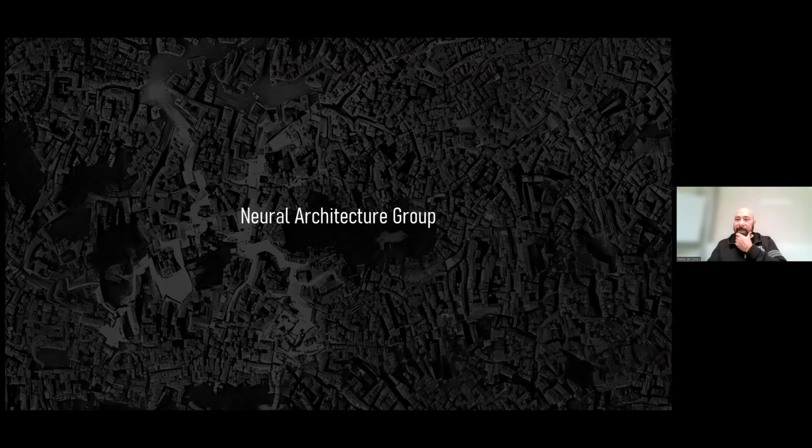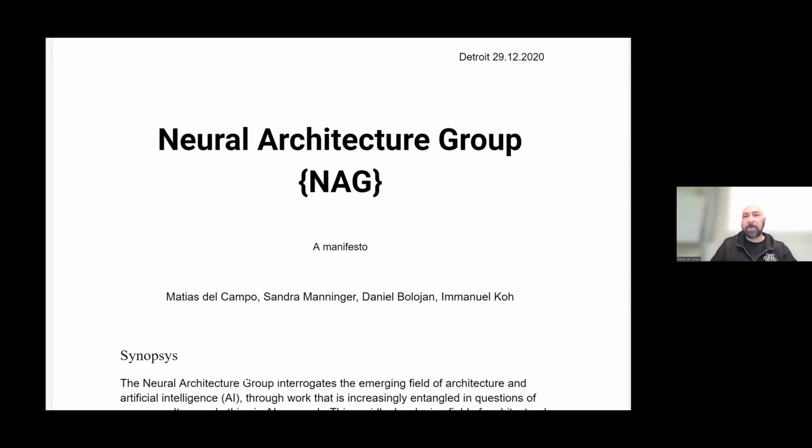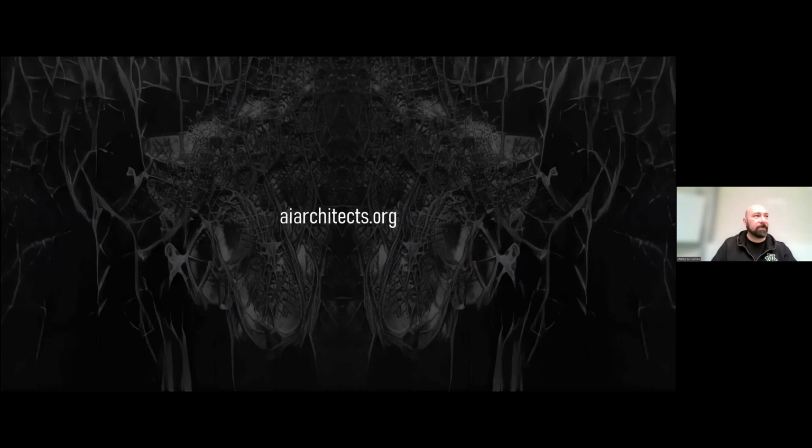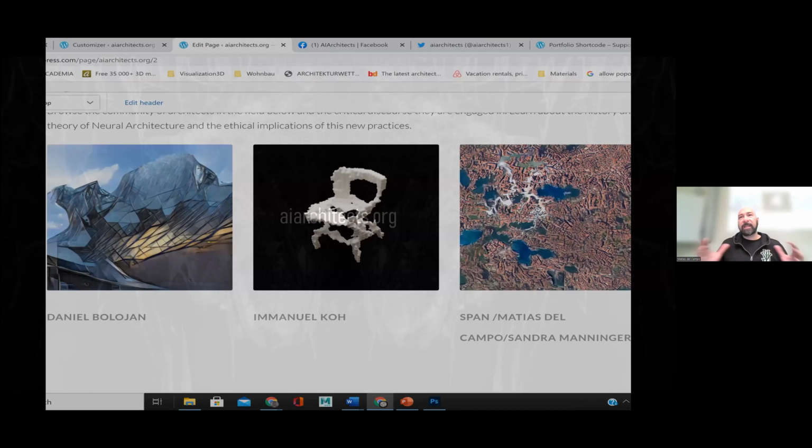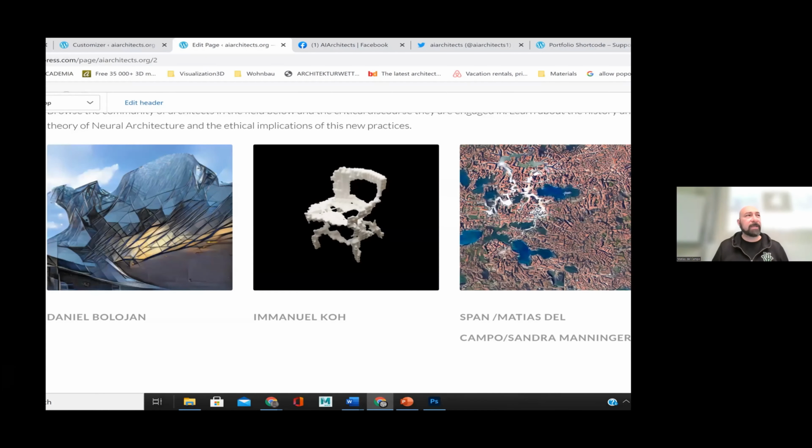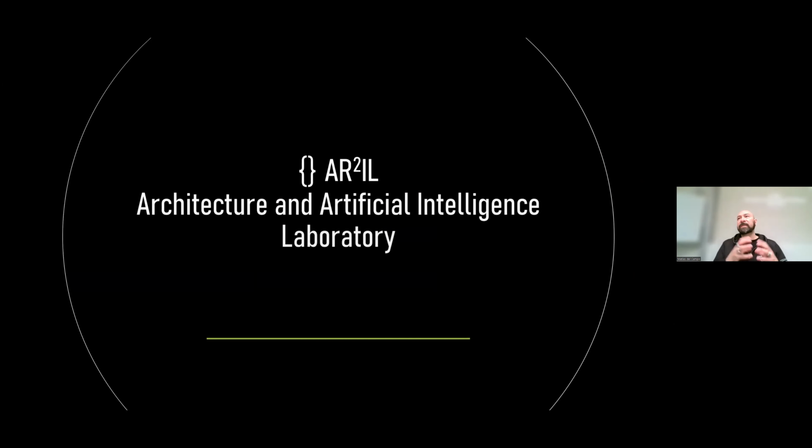Okay, so much for the projects. Just very quickly, I'm also the founder of the Neural Architecture Group, together with Daniel Borlochan, Immanuel Koh, and Sandra Manninger. We meet more or less regularly to discuss things that surround AI and architecture. There's the website aiarchitects.org, where you can find a variety of different positions. I think we have about 10 or 12 architects in there now. We're actually getting more and more people involved. I would like to build this up as a community of people interested in design and architecture and AI, but also interrogating, of course, not only the technical abilities, not only its abilities to optimize or predict, but also what it means culturally.